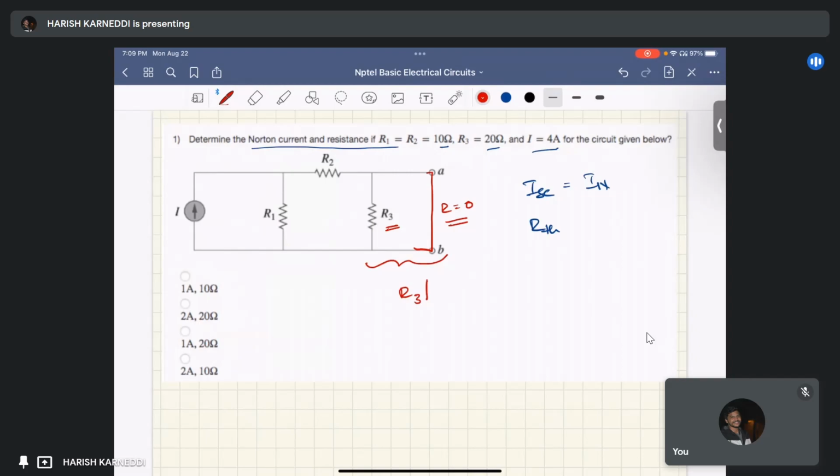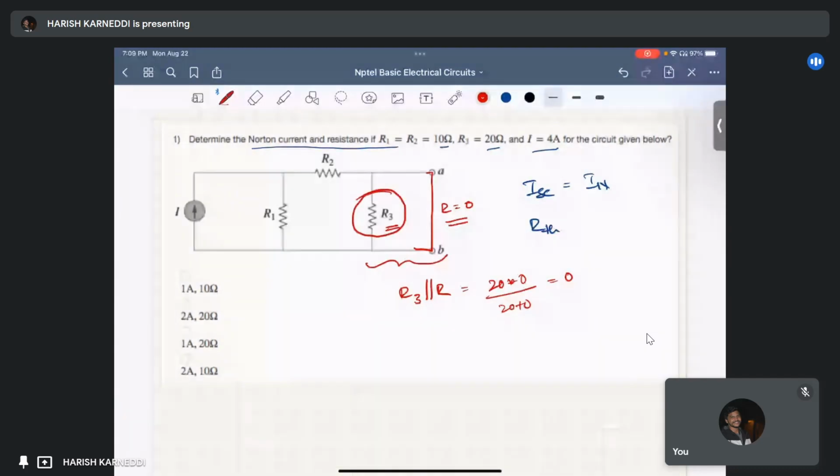R3 here is 20, so 20 into 0 by 20 plus 0, it is 0. Whether this resistor is placed here or not doesn't matter. Why? Because the short circuit path is across this, so the whole current coming from here, the total current, is flowing through this terminal.